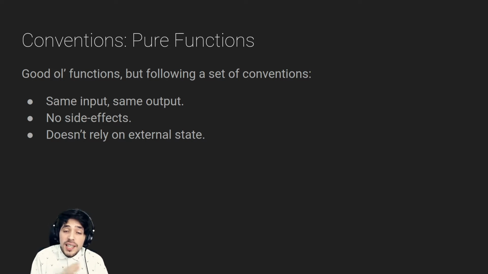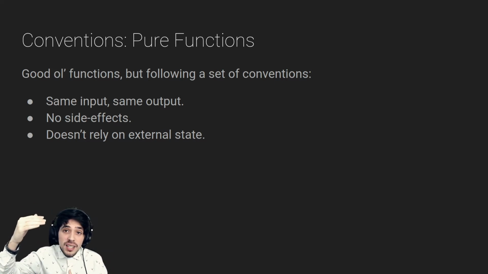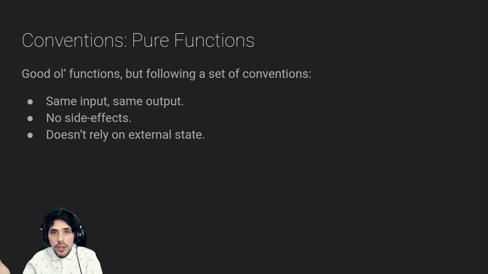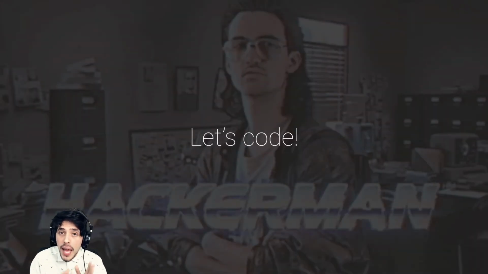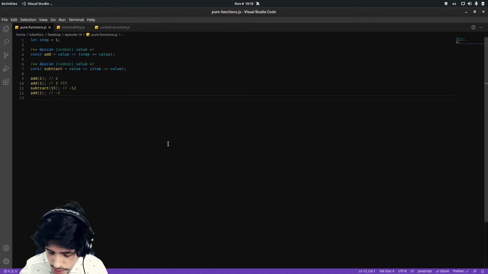We also don't rely on external state. This means that we not only don't change something from the outside world, but we also don't receive stuff from the outside world. We don't rely on stuff of the outside world. Meaning that in order to make our function pure, first it takes something and always returns the same thing, but it doesn't change anything that it receives, and it doesn't rely on stuff that is on the outside world. In order to make this a little bit clearer, let's switch to the code and actually see that working. So I have in here, let's make it bigger.